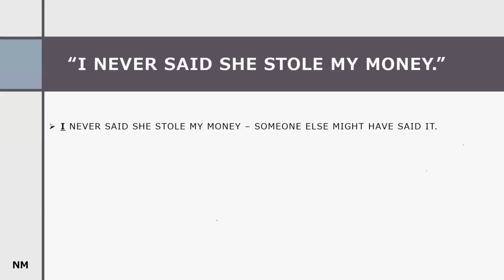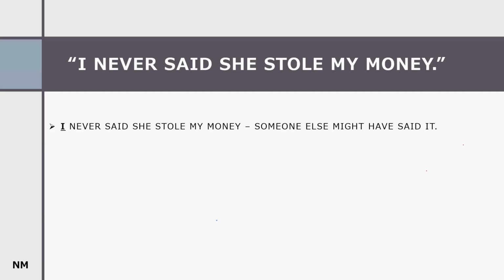Okay, this is my interpretation. You can compare with yours. I say, "I never said she stole my money." That means I'm saying that someone else might have said that. So that is my way of reading or interpreting that sentence. I hope you have the same, or you might have a different one.